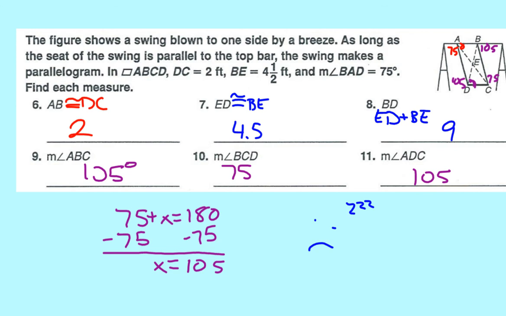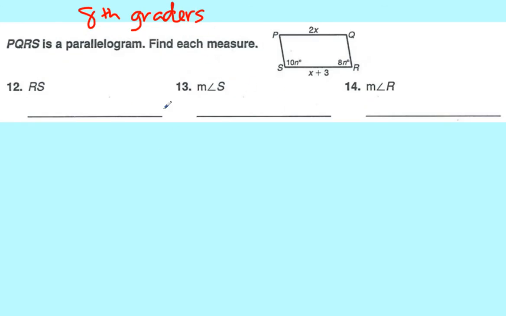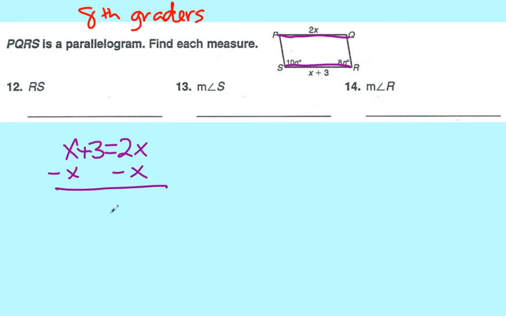Okay? Alright, and then this one, more basic algebra stuff. Find each measure. RS, well, RS is x plus 3. And over here, since we know opposite sides are congruent, we can say that these two are equal. So x plus 3 equals 2x, and then we just solve for x. So minus x to combine our like terms, and this turns out super easy. X equals 3. So 3 plus 3 is 6.